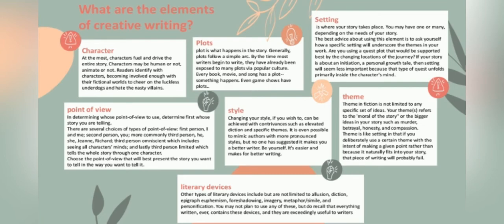Number 5. Style. Changing your style, if you wish to, can be achieved with competency such as elevated diction and specific themes. It is even possible to imitate authors with more pronounced styles, but no one has suggested it makes you a better writer.